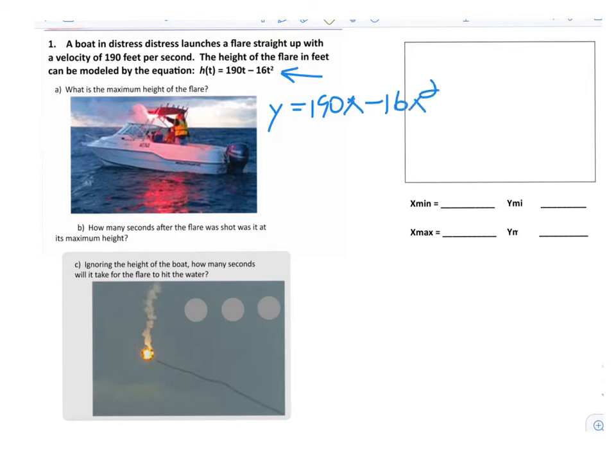And here, y is going to represent the h of t, so y is going to be the height, and x, since they mentioned feet per second, is going to be the time in seconds. So what we're going to do is enter this into our calculator, look at the table to come up with an appropriate viewing window.